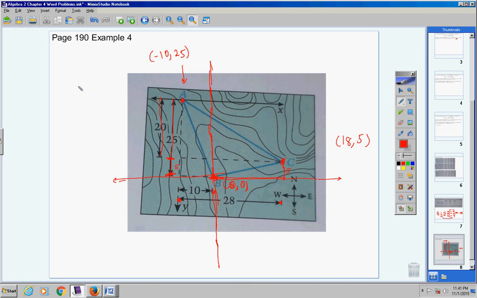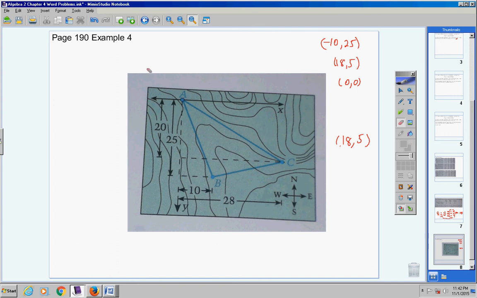So, do I have 3 ordered pairs? Yes, I do. (-10, 25), (18, 5), (0, 0). There's your three ordered pairs. Well, guys, we learned how to find the area of a triangle as long as you knew the vertices. Each one of these ordered pairs goes with a vertex. Here, here, and here. We learned that once you know the ordered pairs of the vertices of a triangle, you can definitely find the area of the triangle. I mean, pretty quickly. It's not too difficult.